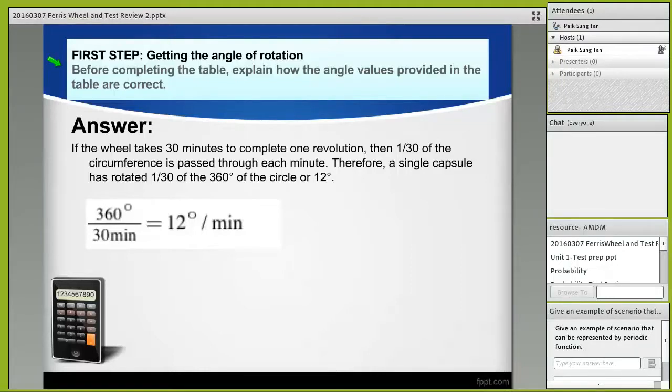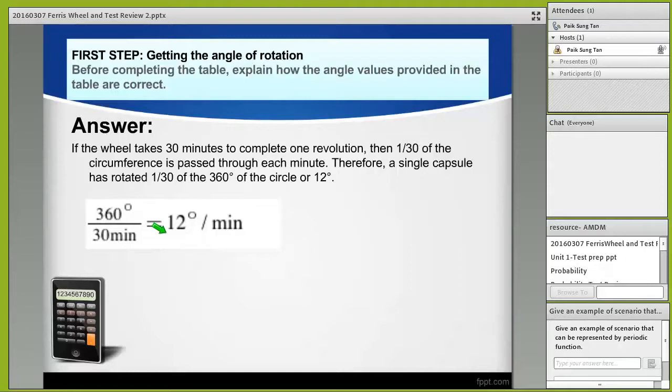If a wheel takes 30 minutes to make one complete revolution, so if you start right here, for you to go back down to the ground, it takes 30 minutes. Then 1/30 of the circumference is passed through each minute. Therefore, a single capsule has rotated 1/30 of 360 degrees of the circle, or 12 degrees. So this is 360 divided by 30 minutes.